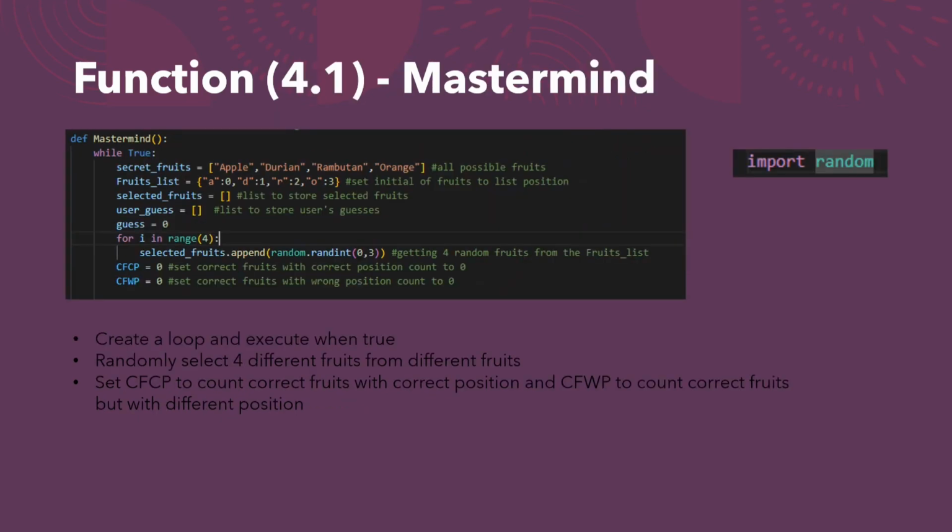Okay, so now we have our main function, which is the mastermind, and I've created a loop that executes when it's true. So we have secret fruits: apple, durian, rambutan, and orange, and I created a fruit list to set the initial of fruits to list position. I created selected fruits as a list to store selected fruits, and user guesses to store the user's guesses, and set guess counter to 0. And I randomly select 4 different fruits from the secret fruits, and I have set CFCP to count correct fruits with correct position and CFWP to count correct fruits but with different position.